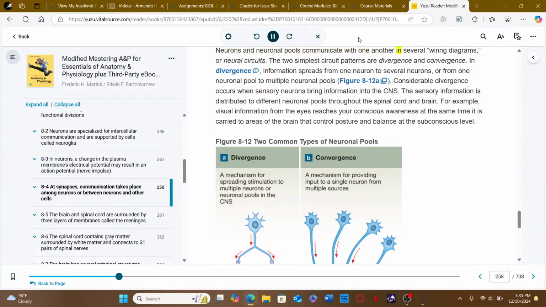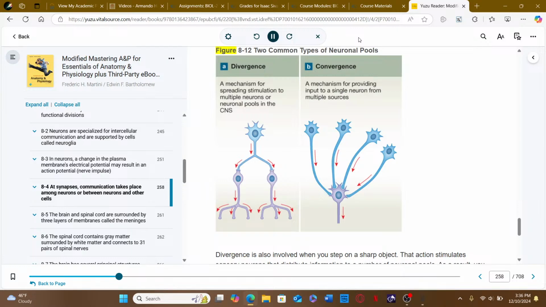Neurons and neuronal pools communicate with one another in several wiring diagrams, or neural circuits. The two simplest circuit patterns are divergence and convergence. In divergence, information spreads from one neuron to several neurons, or from one neuronal pool to multiple neuronal pools, figure 8-12a. Considerable divergence occurs when sensory neurons bring information into the CNS. The sensory information is distributed to different neuronal pools throughout the spinal cord and brain. For example, visual information from the eyes reaches your conscious awareness at the same time it is carried to areas of the brain that control posture and balance at the subconscious level.